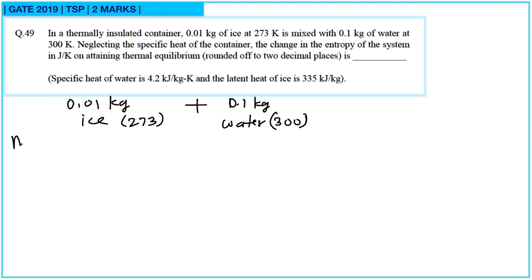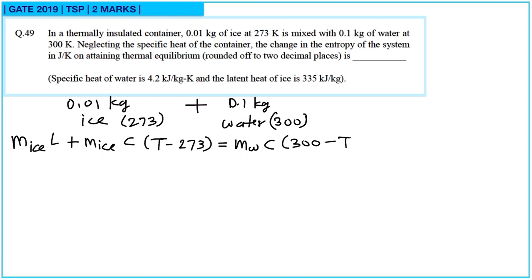So we have the mass of ice. Ice is first melted and then its temperature will reach some final value. So for melting it, it will be mass of ice into latent heat plus mass of ice into C into (T − 273), where T is the final temperature and the initial temperature is 273. This will be equal to mass of water into C into (300 − T). We have to solve this equation for T.